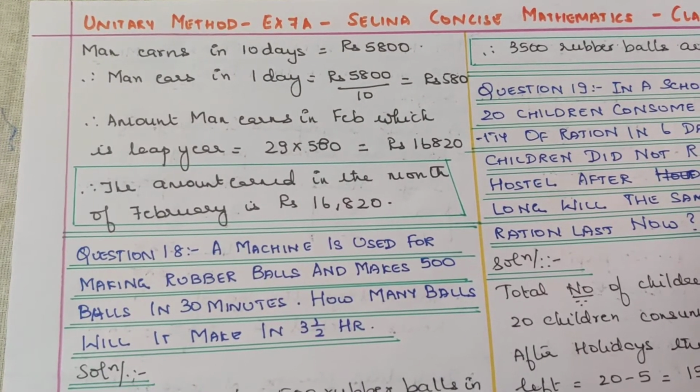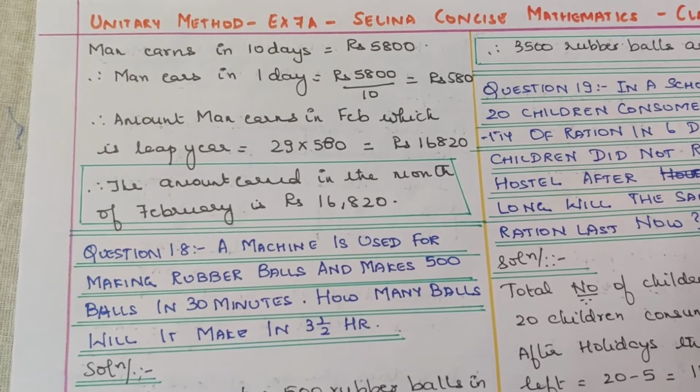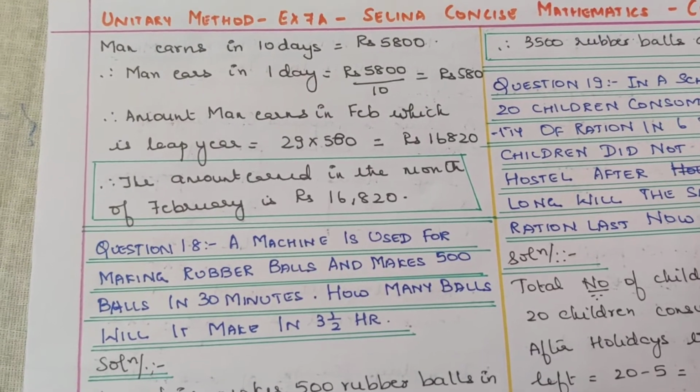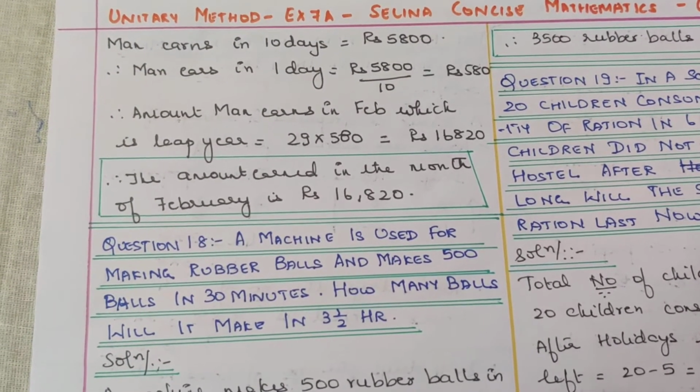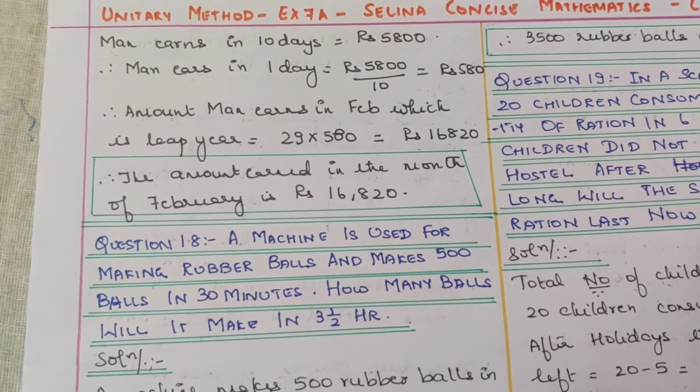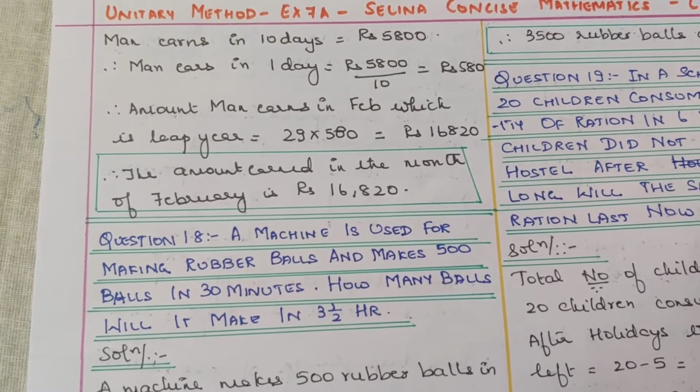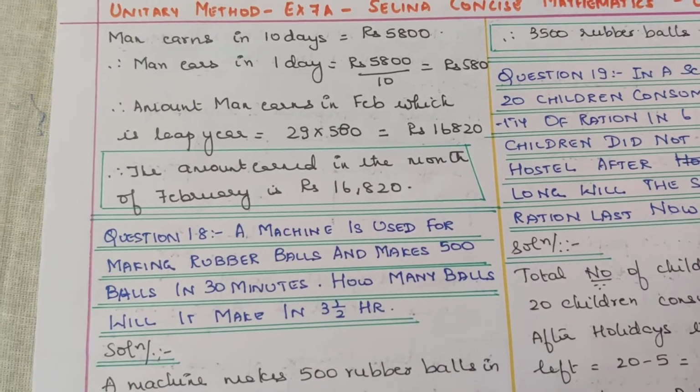Therefore, the amount the man earns in February, which is a leap year, is equal to 29 into 580, that is 16,820. Therefore, the amount earned in the month of February is 16,820. Simple, isn't it? Yes.